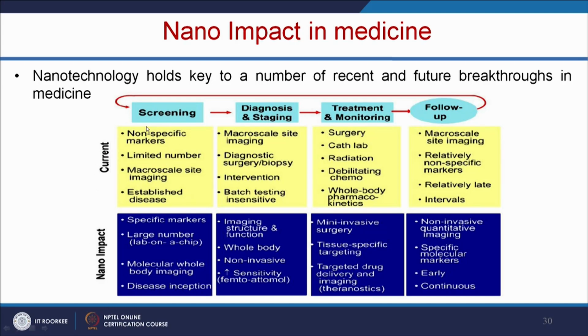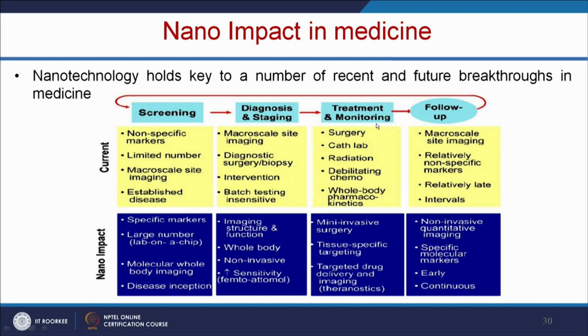If you want to screen a particular disease using the current methodology, there may be a chance of non-specific markers. When we use nanomaterials, they can bind only to the specific markers. Here we can do a large number of tests using this lab on a chip, rather than a limited number. In diagnosis, current methodology uses macro scale site imaging, but here we can image the whole body, and it can be non-invasive. In the current strategy, we have to go for invasive technology.